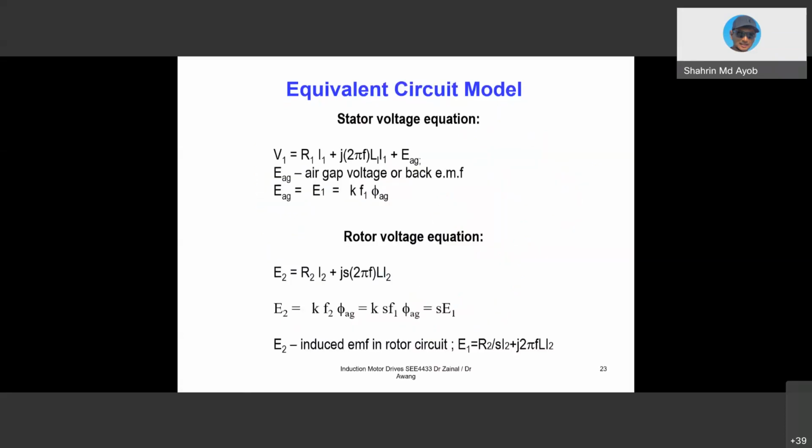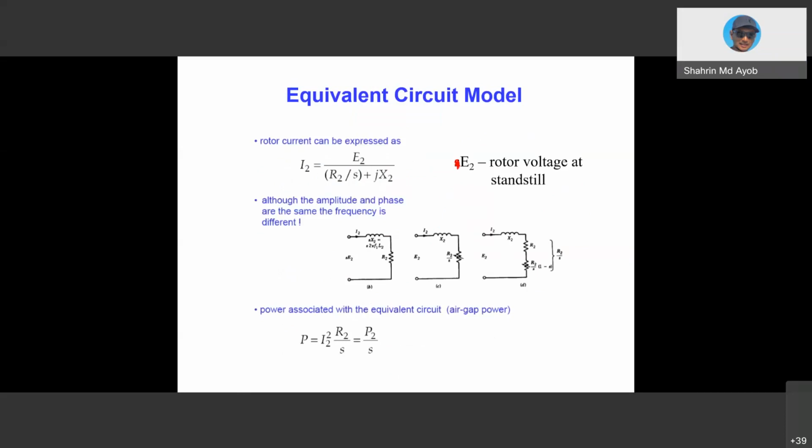So these are all the equations, but as you can see, we want to simplify our calculations. So what we do is we rewrite these equations. Rather than using SE2 and SX2, we modify it so that it becomes like this. So it will have E2. What is E2? It is the voltage induced at standstill. And then we have X2. Right now this one is SX2, but when we modify it, it will become X2. And then the resistance right now is not fixed. It's a variable resistance where the value depends on R2 over S.